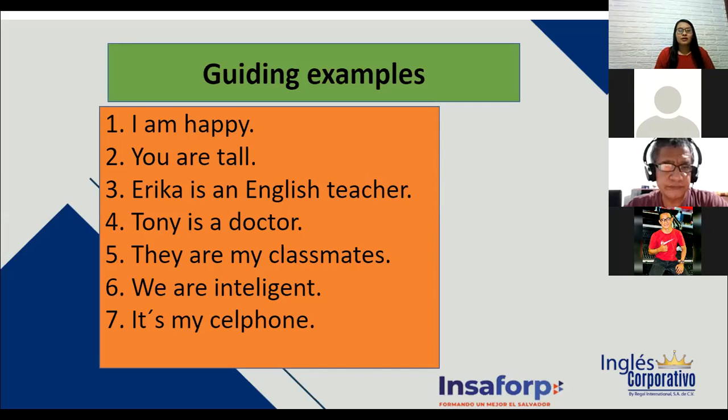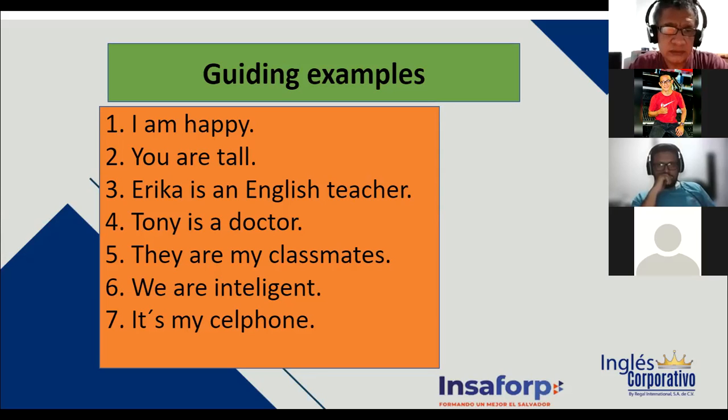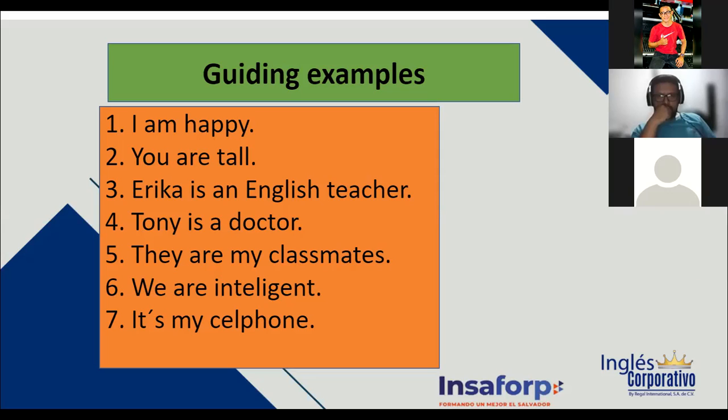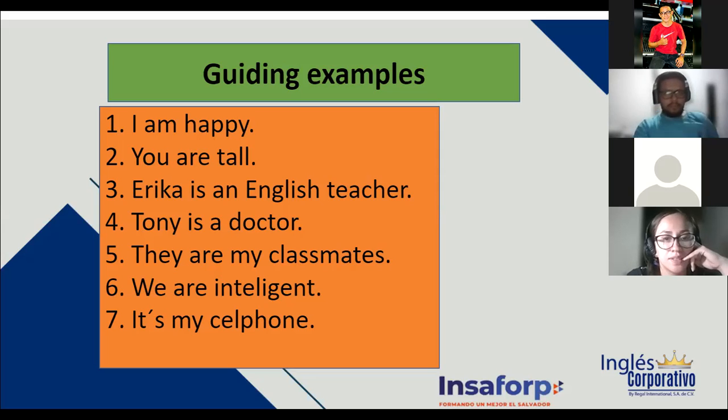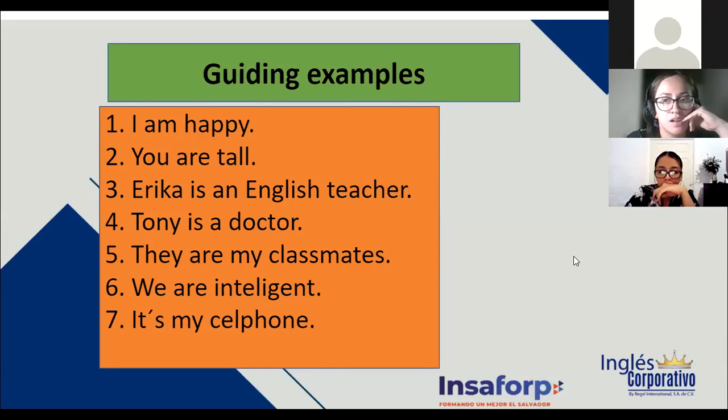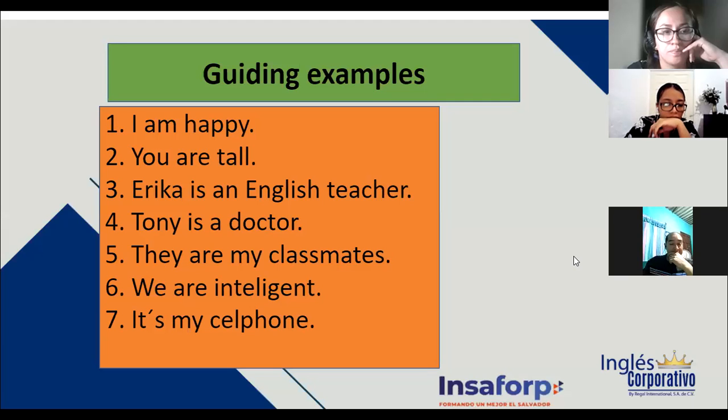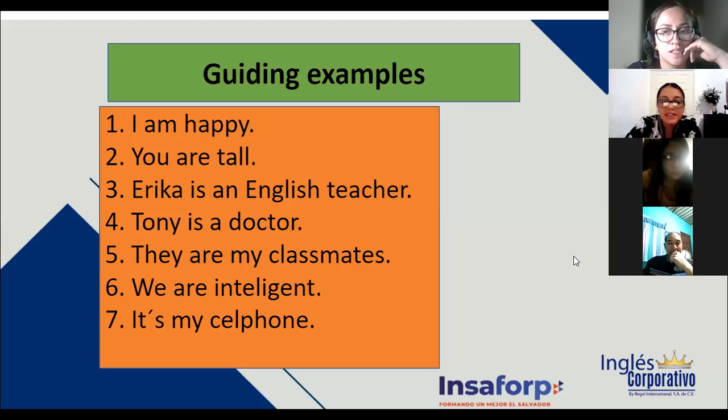Erika is English. Thank you. Perfect. Ricardo Guerrero, number four, please. Tony is a doctor. Very good. Marco, please, number five. There are my classmate. Thank you. Alfredo, number six, please. We are in Italy. Perfect. And then we have, let's see, Brenda Lisette, number seven, please. It's my cell phone. Very good job. Thank you. Okay, esos solo son ejemplos.